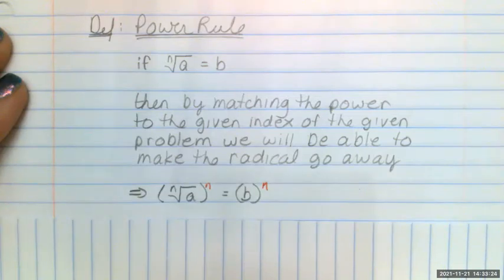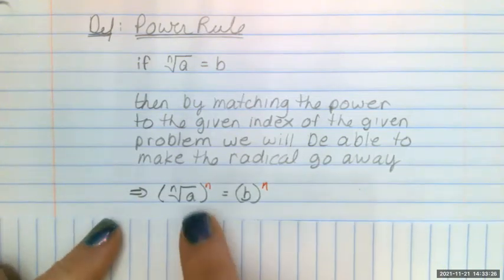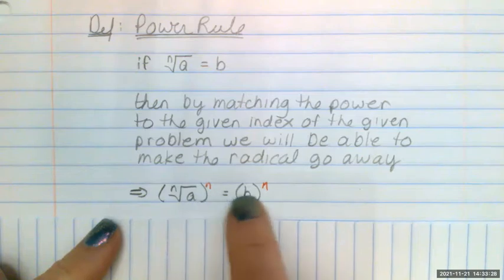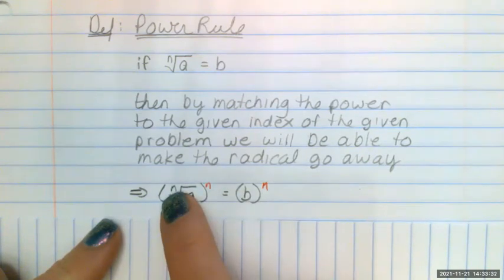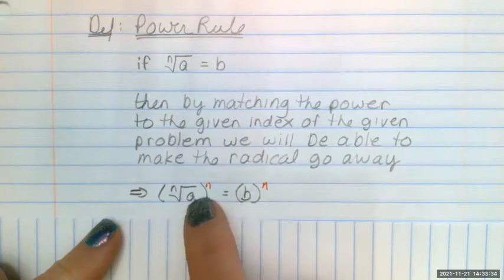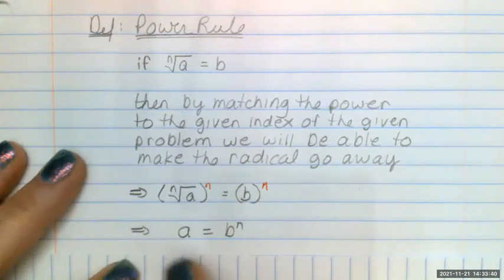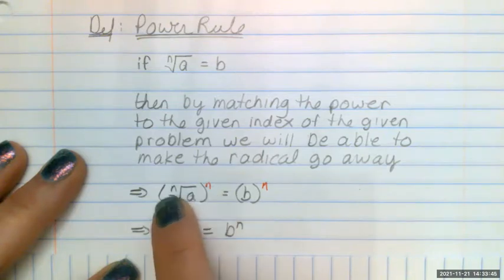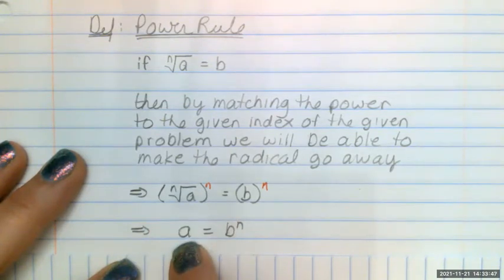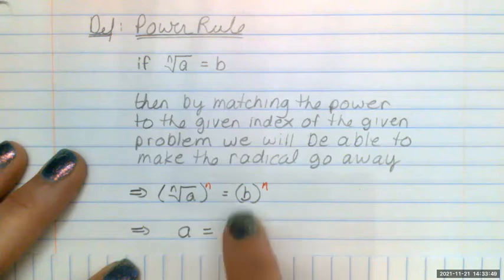So what I'm going to do is take the nth root of a equaling b, and I'm going to raise both sides to whatever the index is. So I'm going to raise both sides to a power of, in this case, n. The n and this n, along with the radical, will go away, leaving me with just a. And that equals b to the n.